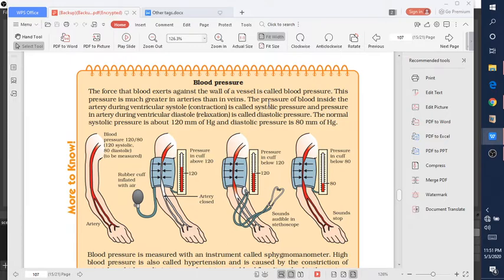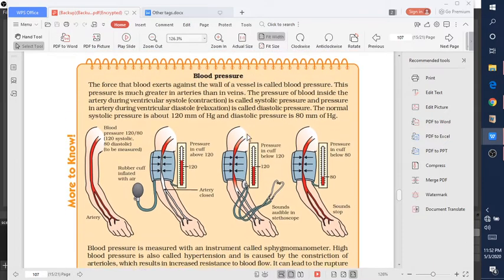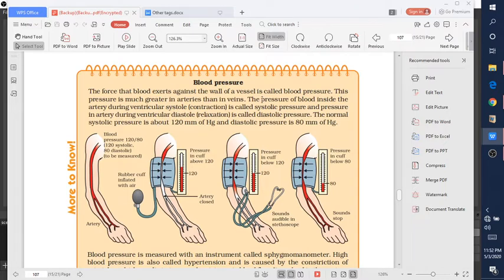The blood vessels contract in the systolic state, whereas blood vessels relax in the diastolic state. The higher number is the systolic pressure. Higher number means 120 mm of Hg is the systolic pressure, and the lower number is the diastolic pressure. As I told you, the normal range for systolic pressure is 120 mm of mercury, and diastolic pressure is 80 mm of mercury.